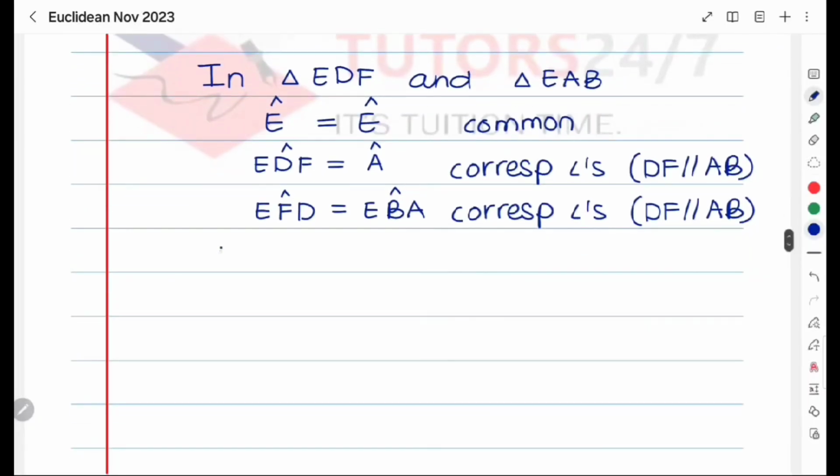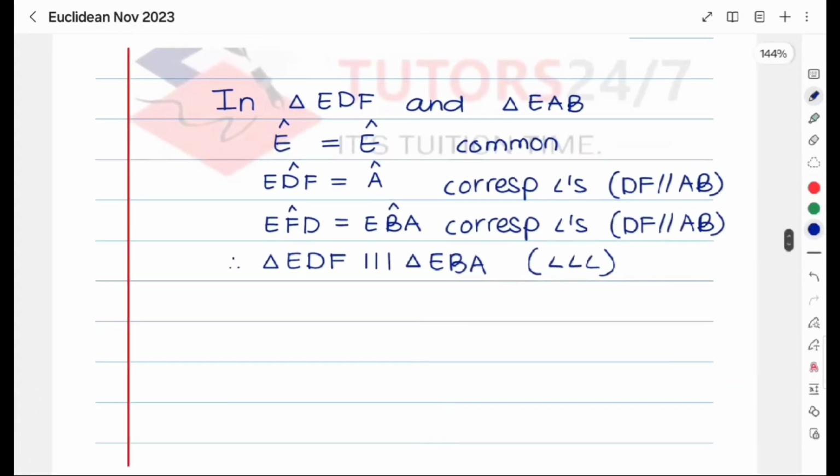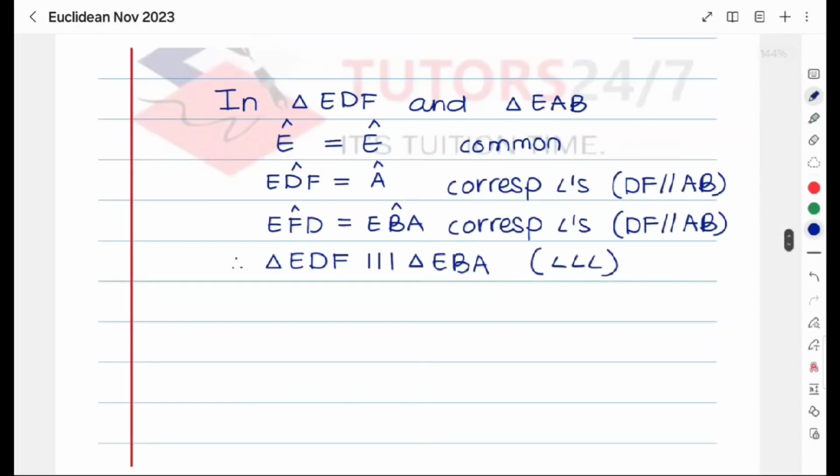So we can conclude to state, therefore, triangle EDF is similar to triangle EBA. The type of similarity is angle, angle, angle. You could have also put an A if you wanted to. You don't have to put the angle symbol.